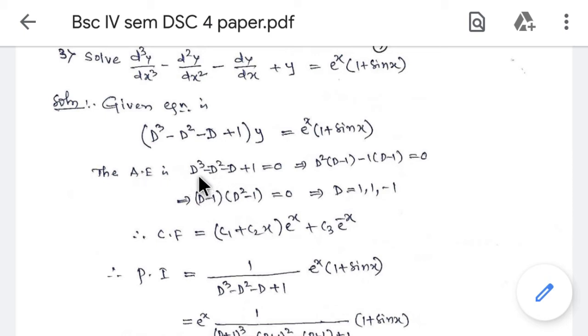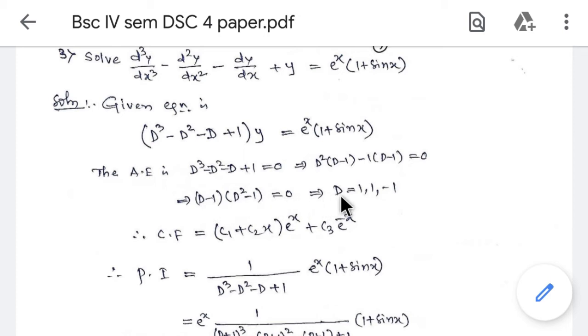The auxiliary equation is D cubed minus D squared minus D plus 1 equal to 0, or you can write it in terms of m: m cubed minus m squared minus m plus 1 equal to 0. Here D is treated as an algebraic quantity. It is factorizable. In the first two terms take D squared common: D squared into bracket D minus 1. In the second group minus 1 is common: minus 1 into bracket D minus 1 equal to 0. Finally, take D minus 1 common into D squared minus 1 equal to 0.